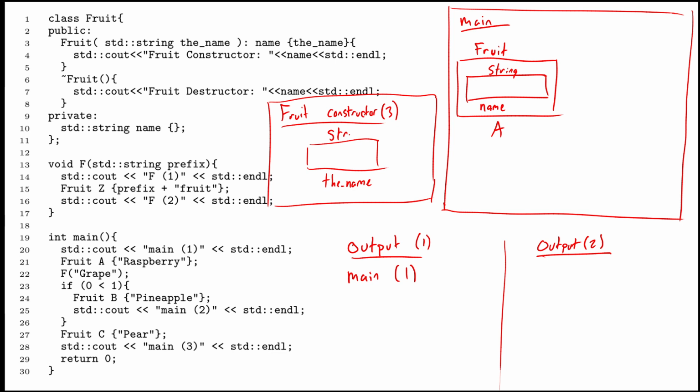And it's a string, there we go, and it's set to raspberry. Okay, so that's what I need to call the constructor on line 21. Technically, that is what's happening. I am calling a function.